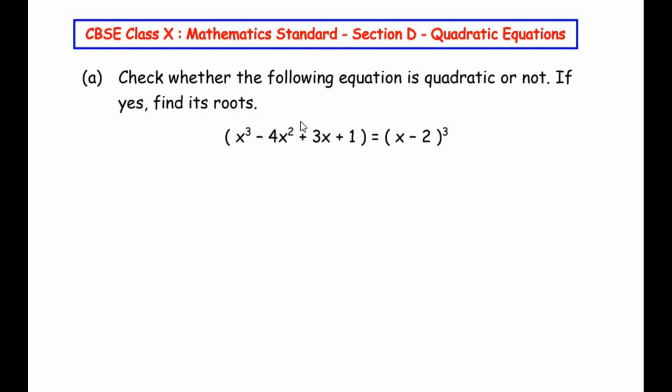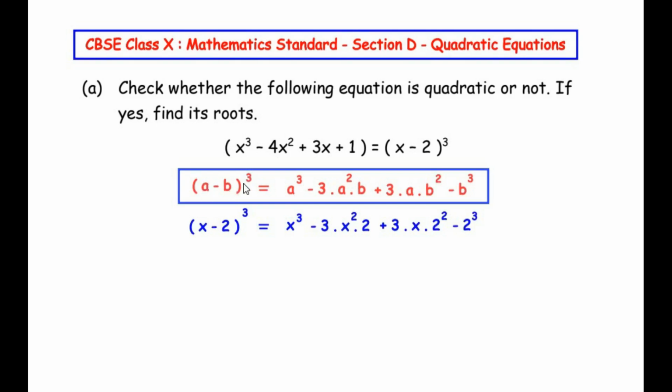Now here we can see that an equation is given. The left hand side equation is a cubic equation because the highest power of x is 3, and on the right hand side x minus 2 the whole cube is given. So we need to expand this bracket before we can proceed and check whether this equation is quadratic or not. And to expand this, we are going to make use of an algebraic identity, which is a minus b the whole cube. So this expands as a cube minus 3a square b plus 3ab square minus b cube.